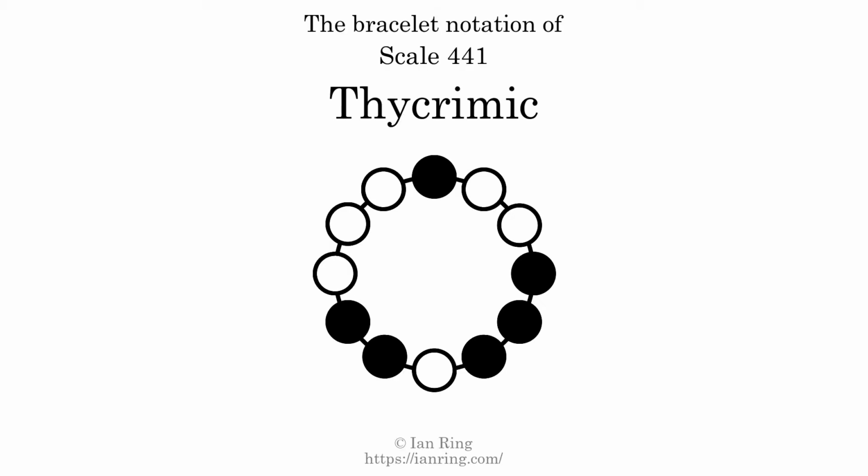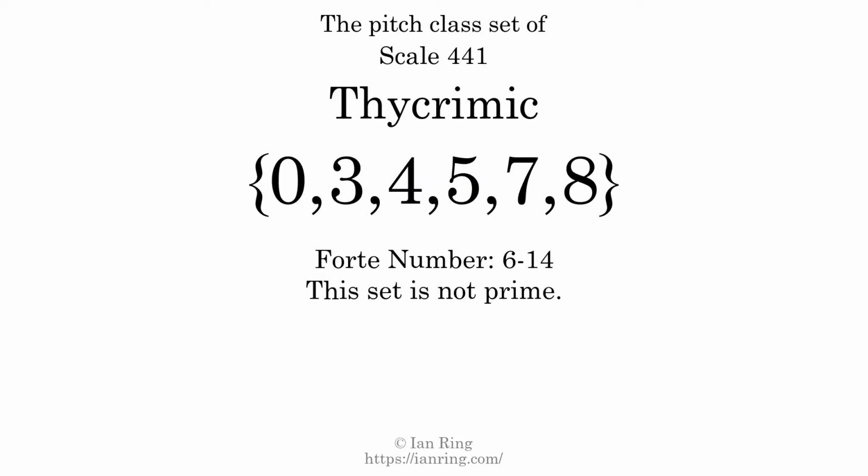This is a bracelet notation diagram of scale 441. The shaded circles represent tones that appear in the scale, and they are read clockwise, starting at the top. The pitch class set for this scale is 0, 3, 4, 5, 7, 8. The fault class is 614. This set is not prime.